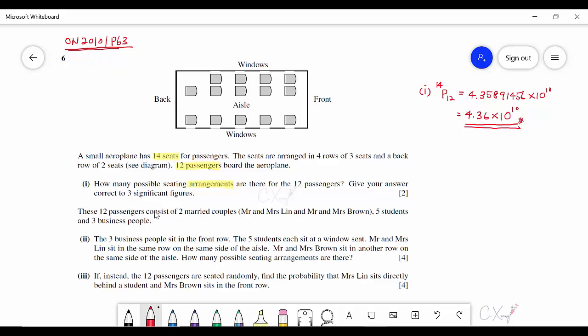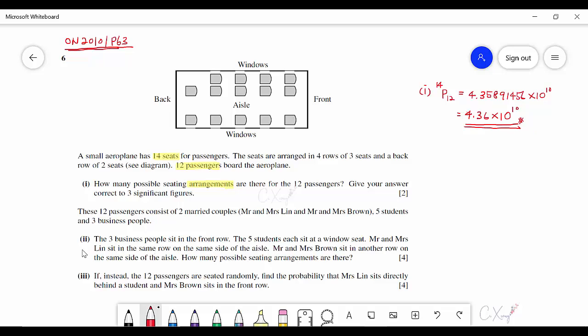Then now let's continue to the second part of the question. So these 12 passengers consist of two married couples, where they have Mr. and Mrs. Lin and also Mr. and Mrs. Brown, 5 students, and also 3 business people. So they are having different groups of the passengers.